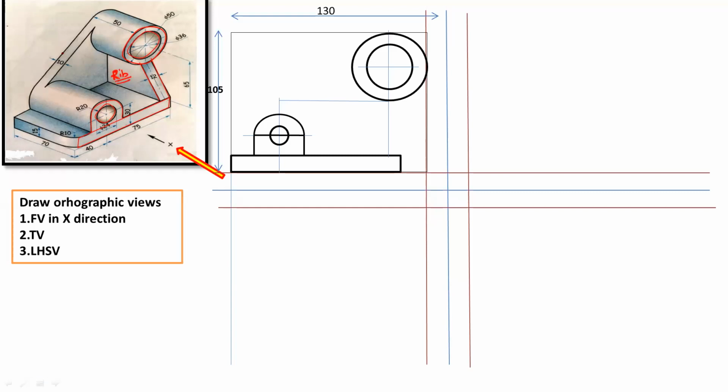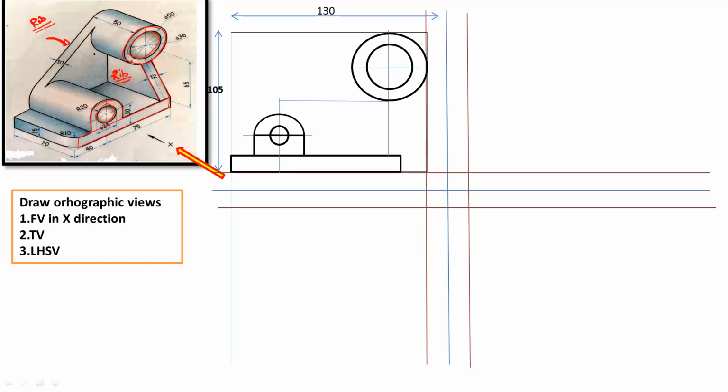So this is the rib and this is also a rib. Rib is the part in the given object which will give the rigidity. So this is one support structure in the machine components.